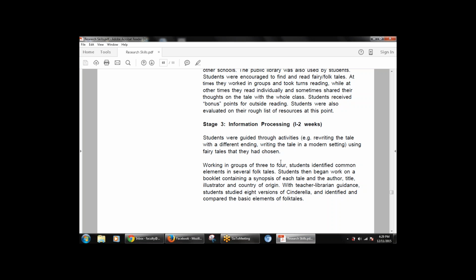That is stage number 3. Working in groups of 3 to 4, students identify the common elements in several folk tales. So they go into groups and gather the common elements in the several folk tales. Students then begin work on a booklet containing a synopsis of each tale and the author, title, illustrator, and country of origin.